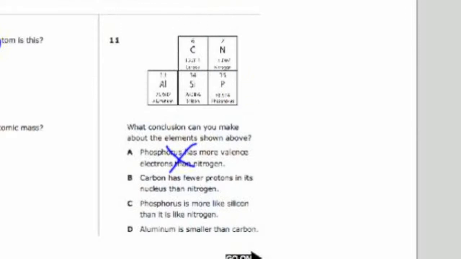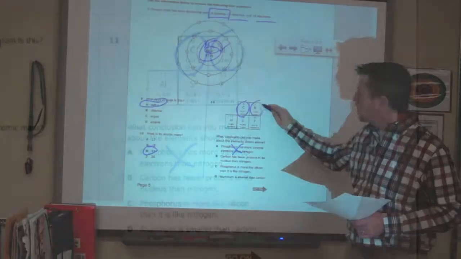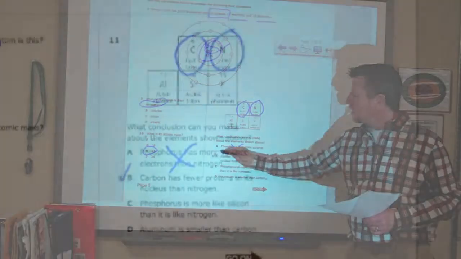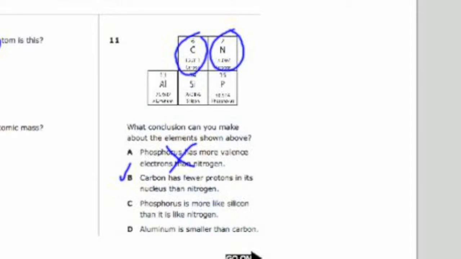Okay, how about B? Carbon has fewer protons in its nucleus than nitrogen. Yes, that is true, because it has 6 and nitrogen has 7. Let's look at the other ones, though. Letter C.